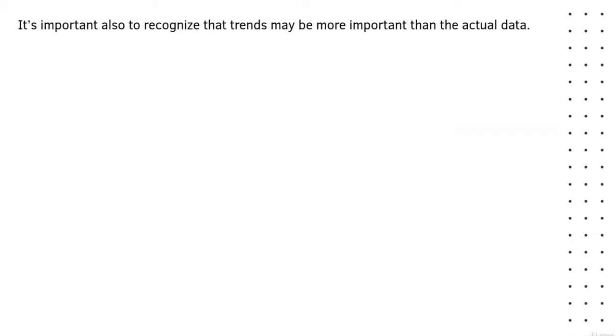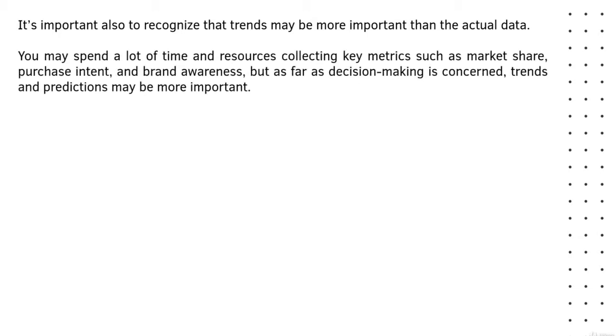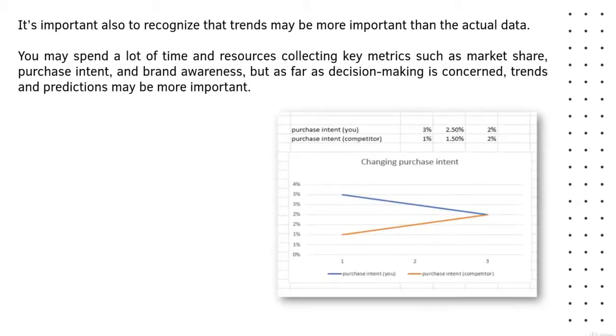It's important also to recognize that trends may be more important than the actual data. You may spend a lot of time and resources collecting key metrics such as market share, purchase intent, and brand awareness. But as far as decision-making is concerned, trends and predictions may be more important. Below, you can see data on purchase intent, the probability that people will buy a given product.